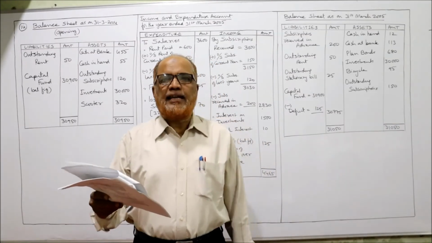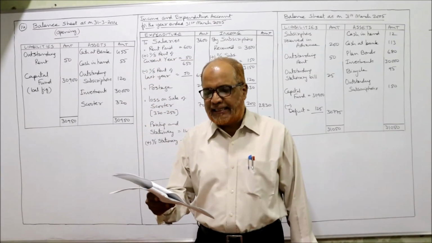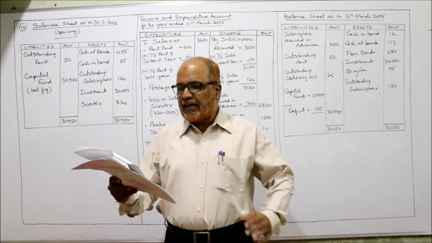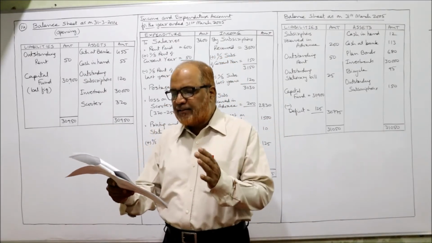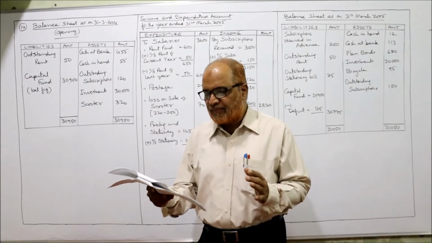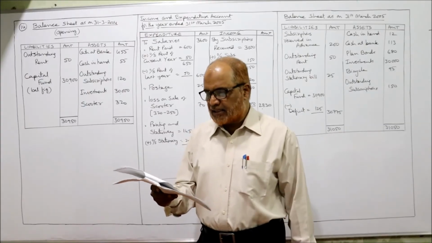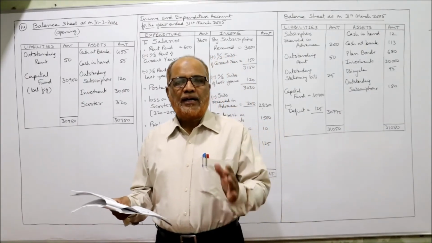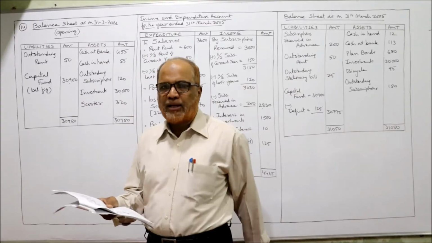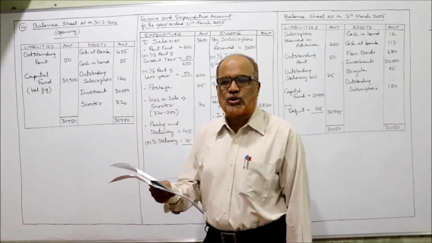Come on, now we'll start the next problem. Problem number 14. From the following, prepare the income and expenditure account for the year ended 31st March 2005 and balance sheet as at that date. So we are required to make income and expenditure account and balance sheet as of 31st March 2005.